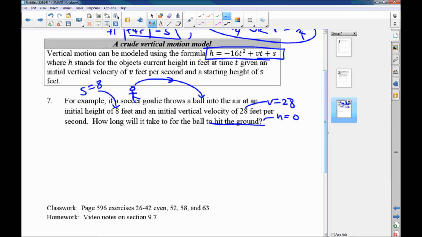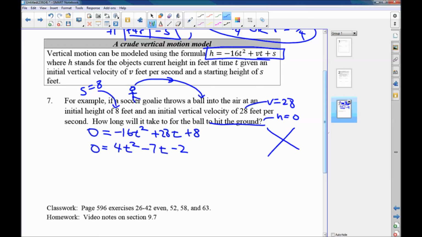Okay? So we plug in these numbers. 0 for h, negative 16t squared, initial velocity of 28, and starting height of 8. Okay? So negative 4 divides evenly into all the parts, so 0 divided by negative 4 is 0. Negative 16 divided by negative 4 makes positive 4t squared. 28 divided by negative 4 makes negative 7t. And 8 divided by negative 4 makes negative 2. So this is a much easier thing to factor. The smaller you make the numbers, the easier it is. Okay? So I'll do the stuff over here.